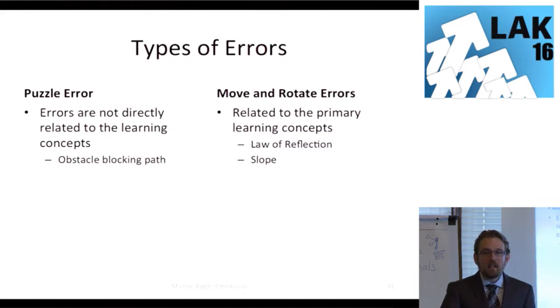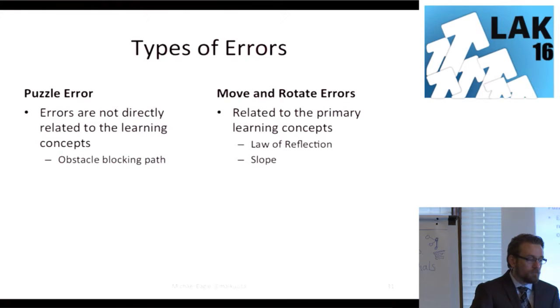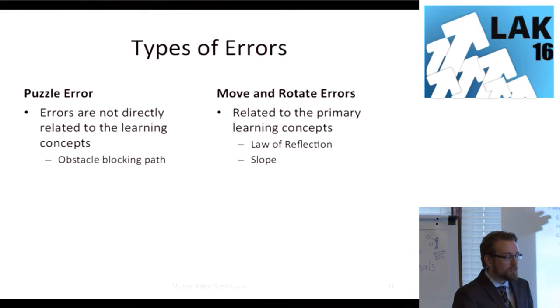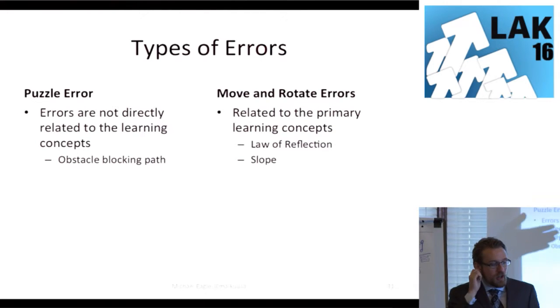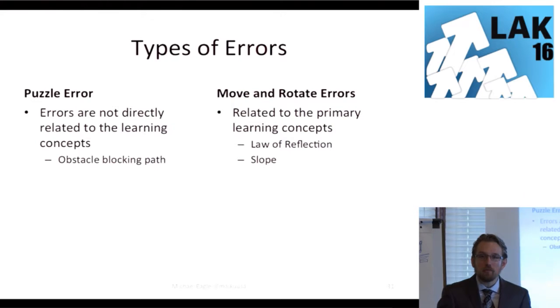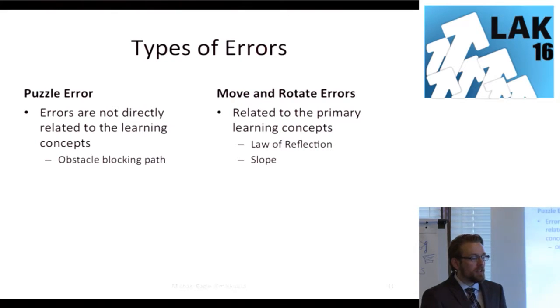So in this idea, there might be some blocks that are causing you not to be able to make it to the laser area that you need to reach for the goal. Or it might be that you've put your mirror down in a place where it blocks your own path. And then the other types are move and rotation errors, which are more directly related to the concept. I think there could be an argument that even those other ones with the blocking are related to the concept, but they're not as directly related.